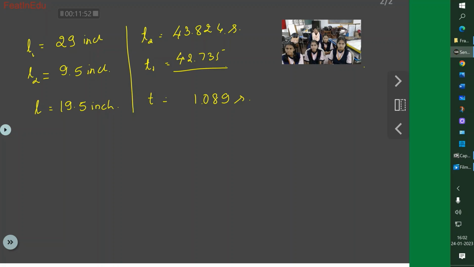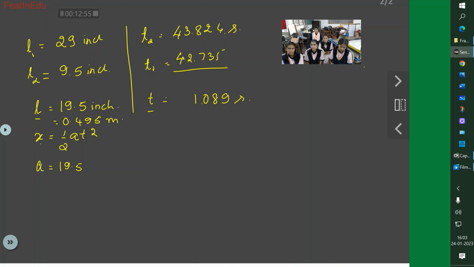What is the acceleration? For that you know the formula: x is equal to half a t squared. Here our x corresponds to this distance and time corresponds to t. Therefore the average acceleration during this period will be 19.5. Wait, we will first convert this into SI system. 19.5 into 2.54, divided by 100. I have a calculator here, I'll quickly do it because we need to save time. That gives you 0.495 meters.